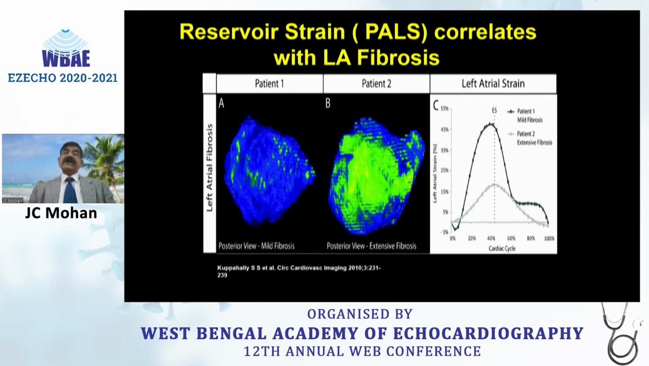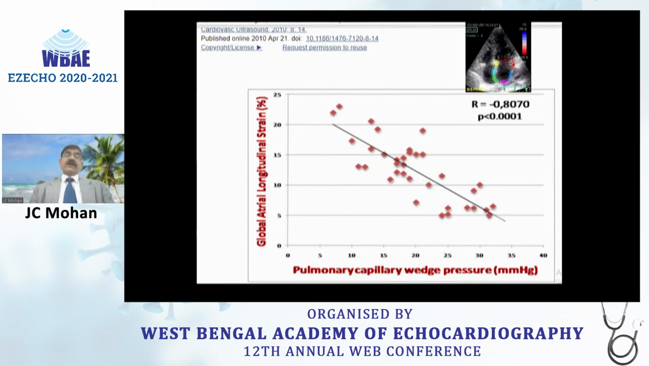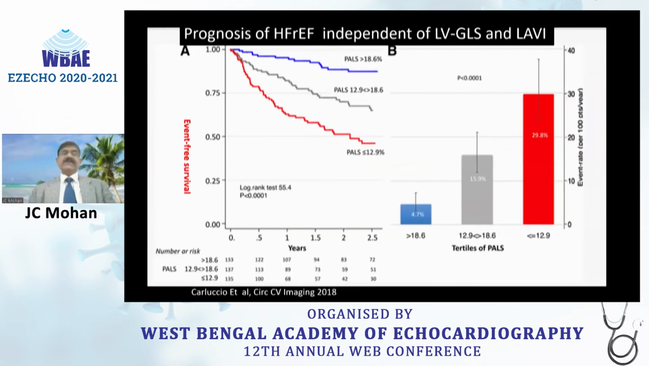Left atrial reservoir strain also correlates with left atrial fibrosis, as shown in this picture. From a 40 to 45% normal strain, as the strain goes down and starts going below 30%, left atrial posterior fibrosis can be detected by cardiac MR. Left atrial reservoir strain also correlates with the filling pressures. This data suggests a close negative correlation between global left atrial strain and pulmonary capillary wedge pressure.